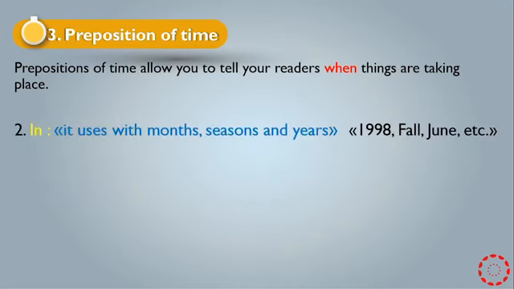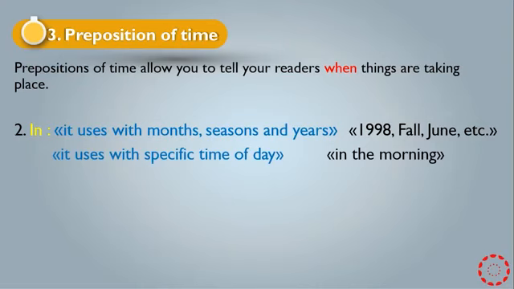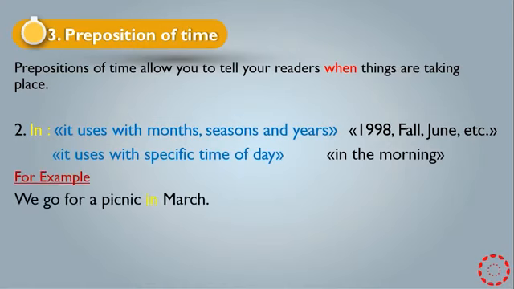The second type we have is in. It is used with months, seasons and years. For example, in 1998, a year, and the seasons, for example fall, spring, summer, and also the months, for example June, July, January, February. And it is also used with a specific time of the day, for example in the morning, in the afternoon, or in the night.